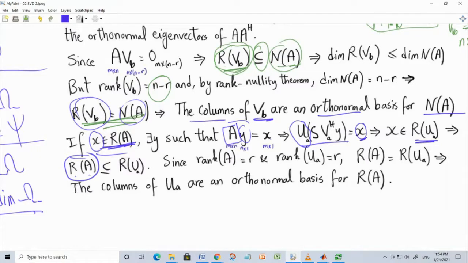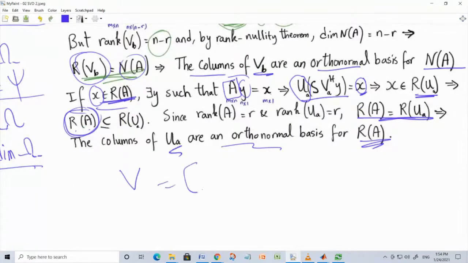Basically U_A is an M by r matrix. So it has r columns that are orthonormal, so they are linearly independent. And basically the dimension of the column space of U_A is r also. So R(A) is a subset of R(U_A), but they have the same dimensionality. So actually they are equal, okay? And so the columns of U_A are an orthonormal basis for the range of A.